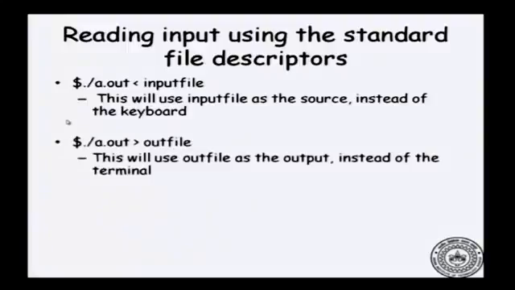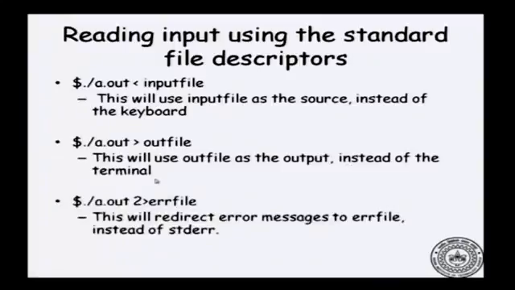Similarly, if you want to redirect the output to a particular output file instead of the screen, you can say ./a.out greater than out file. So, this will use the out file as the output instead of the terminal. And if you want to send the error messages to an error file, you can say ./a.out 2 greater than error file. 2 stands for the standard error console. So, the standard output messages go to the out file, and the standard error messages should go to the ERR file.